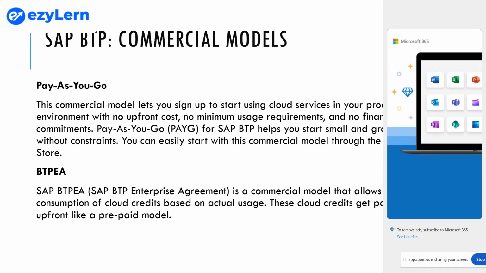So you should choose how to spend your cloud credits. You should monitor your real-time service usage. Then you should consume services based on your project requirements without having to change your contract and only get charged for what is used. You also have access to free tier service plans. You can try out some services also. So these all things you can do for BTP EA.